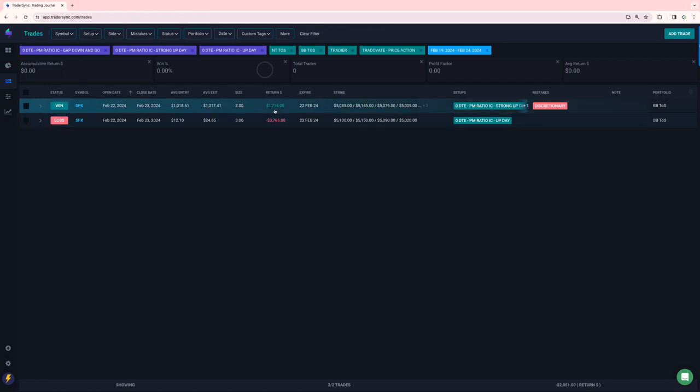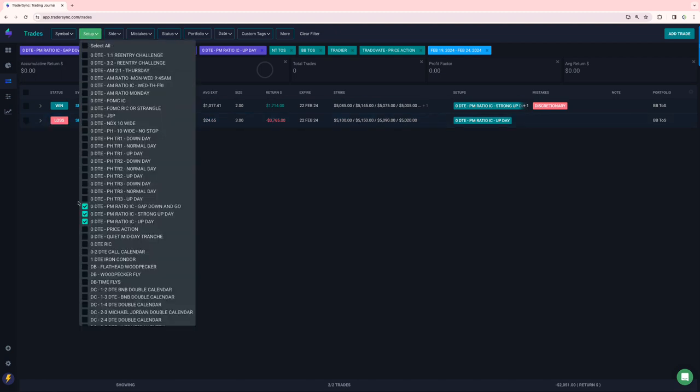So 2 trades, 1 for plus 1,700. And that one was a little bit discretionary because it was outside the parameters, but I manually launched it. And then this one, minus 3,700. So net, a little bit red on those.